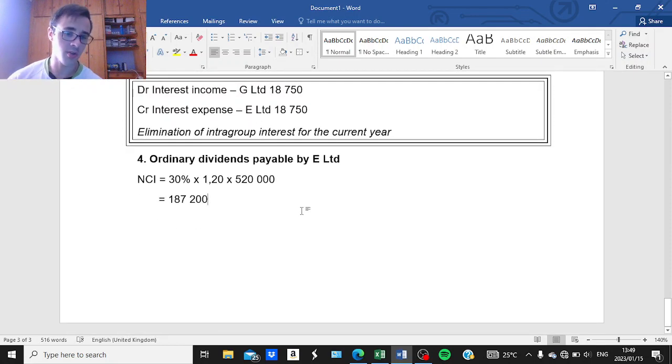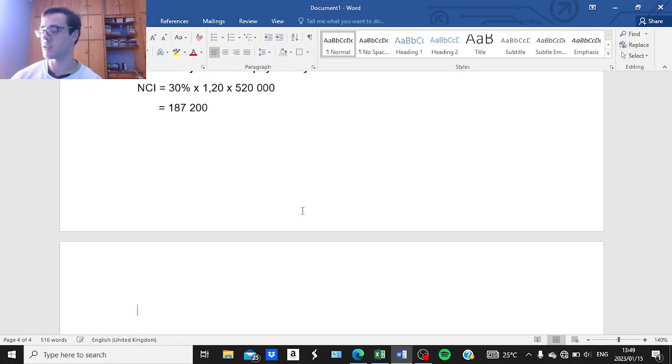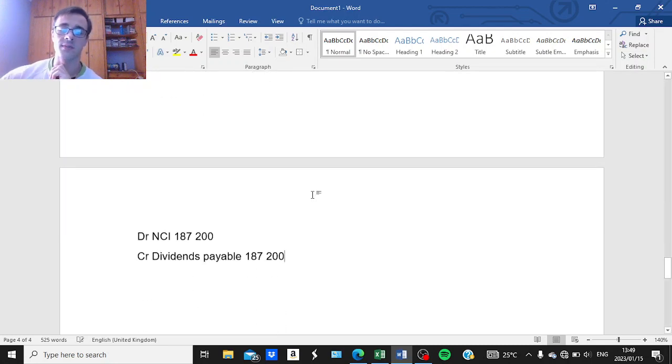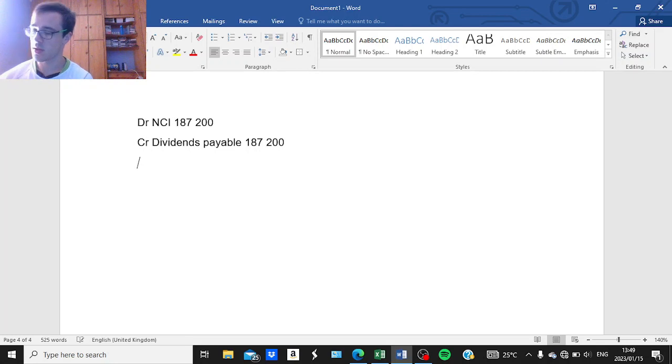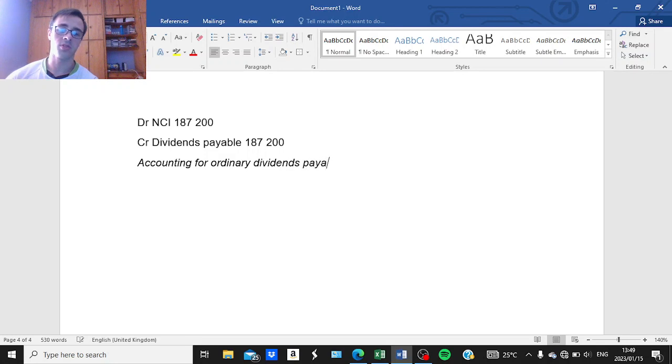So our journal entry in order to account for this is that we need to debit NCI, or non-controlling interest, with 187,200, and we need to credit dividends payable by the group, because it has not been paid by year end. Accounting for ordinary dividends payable to non-controlling interests.